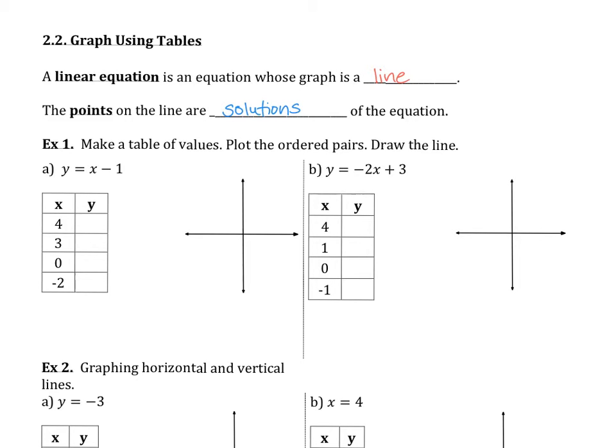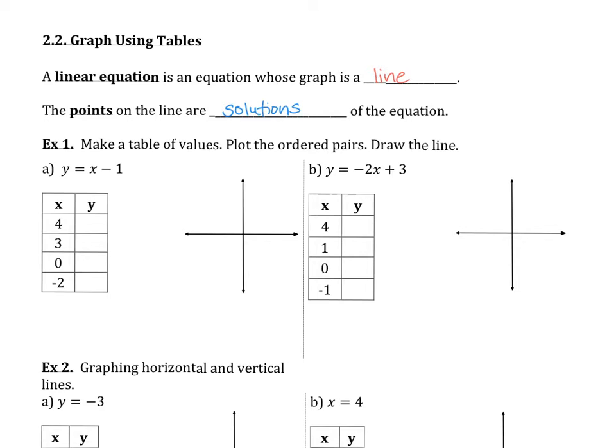The first thing is they're going to give me an equation. I have y equals x minus 1, and I'm going to evaluate for an x value. They're going to tell me which x value to use. On this table, the first column has all these x values: x equals 4, x equals 3, x equals 0, x equals negative 2. That's telling me what to plug into the expression.